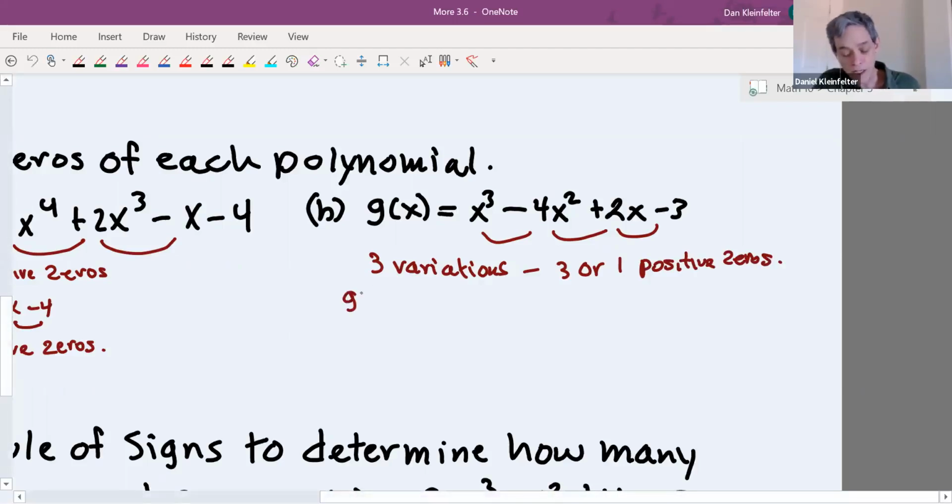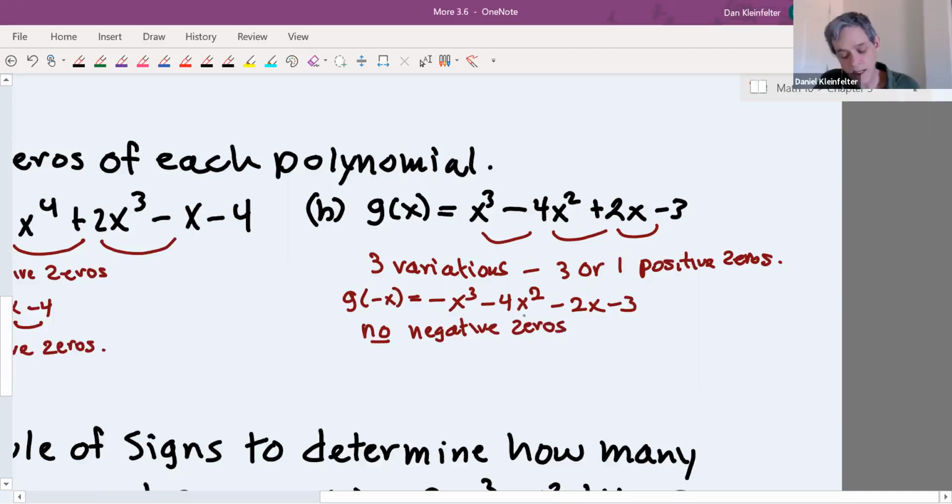Okay, now we want g of minus x. g of minus x will be negative x cubed minus 4x squared minus 2x minus 3. All the coefficients are negative, so there are no negative zeros.